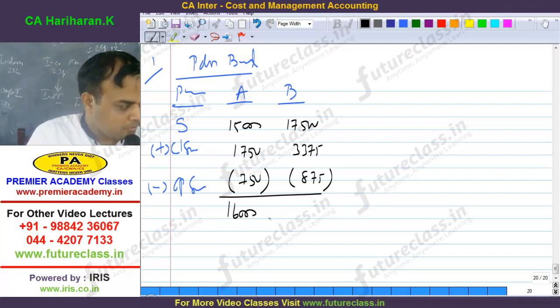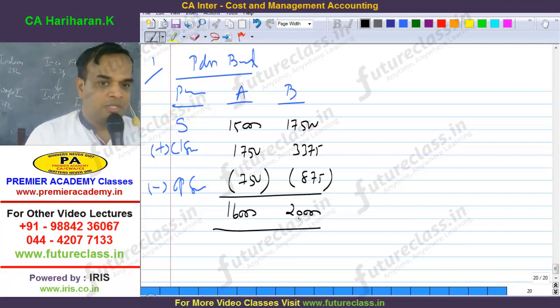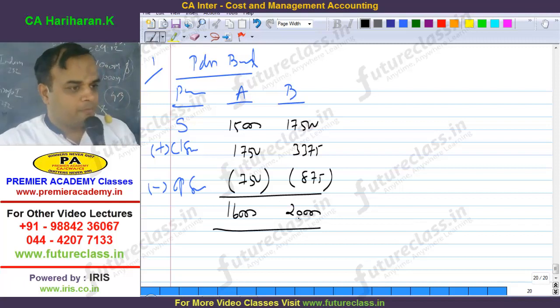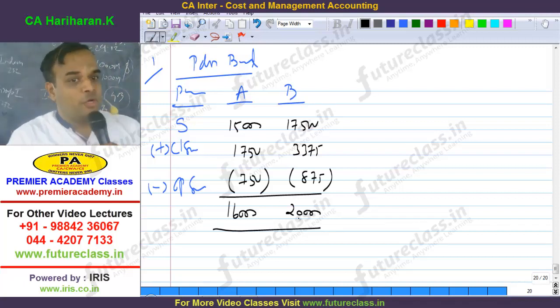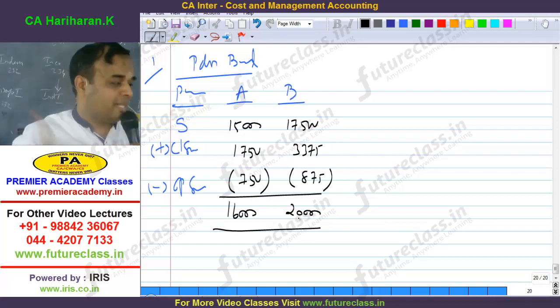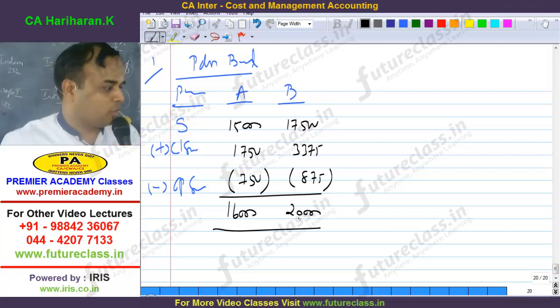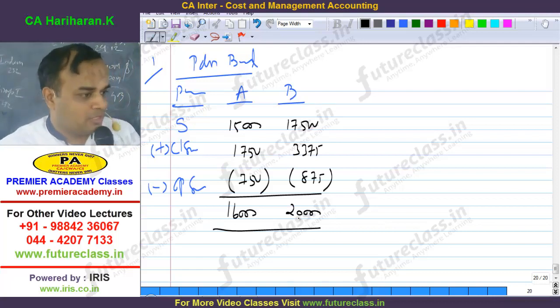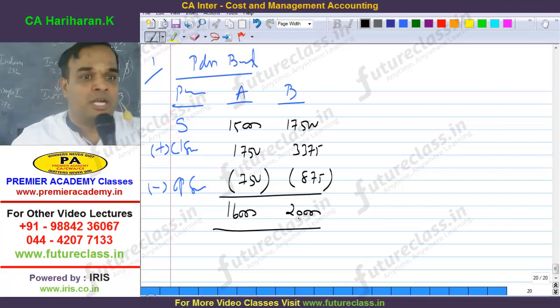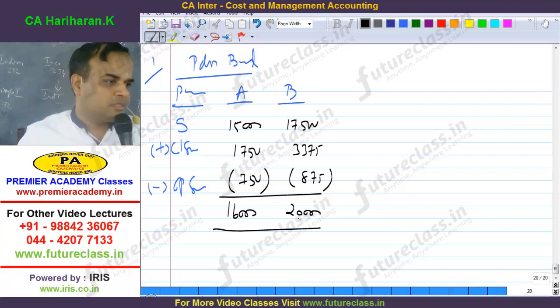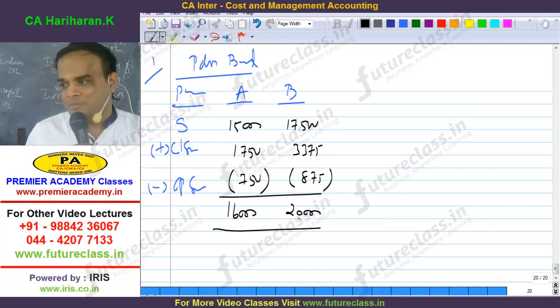16,000 and 20,000. This much speed you need. Before you think, before you search for the calculator, others are telling the answer. Those persons also shouldn't be like that. How is it possible? That's the reason few students are clearing, few students are unable to complete the record. Active participation is a must. Otherwise, there is no use at all.